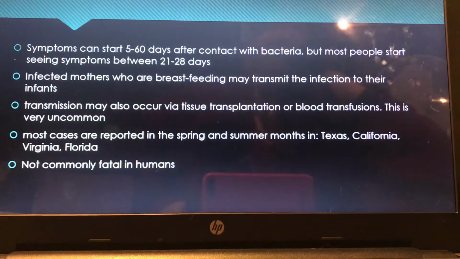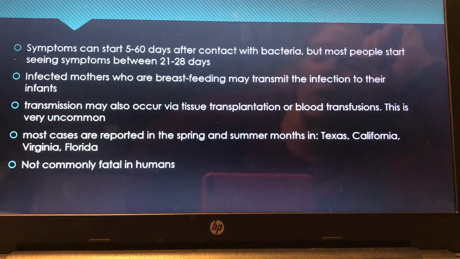Some other information about B. abortus: in humans, the symptoms can start 5 to 60 days after coming in contact with the bacteria. Most people start seeing symptoms between 21 to 28 days. In some cases, symptoms don't show up until a few months after being in contact. It just depends on the person.